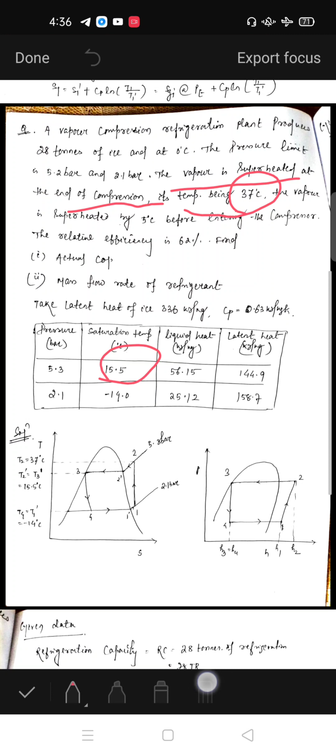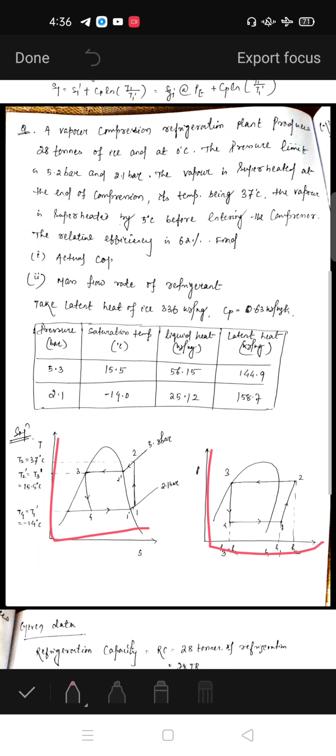And the second point, you have to notice the vapor is superheated by 5 degree centigrade before entering the compressor, which means point number 1 will be in your superheated region. So let's first draw the TS diagram and then solve. This is the TS diagram and this is the pH diagram. Just put all the data given in the question.